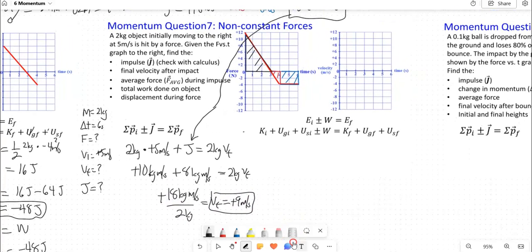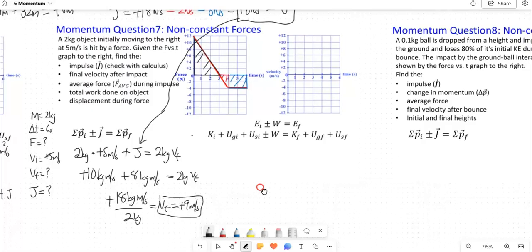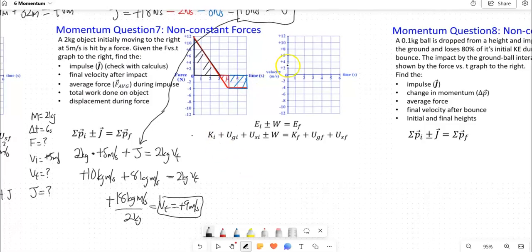While we're here, let's go ahead and fill out the velocity versus time graph. So before it's moving at positive 5, right here, and then later on it's moving at positive 9, which is right there. So this is the velocity versus time graph.